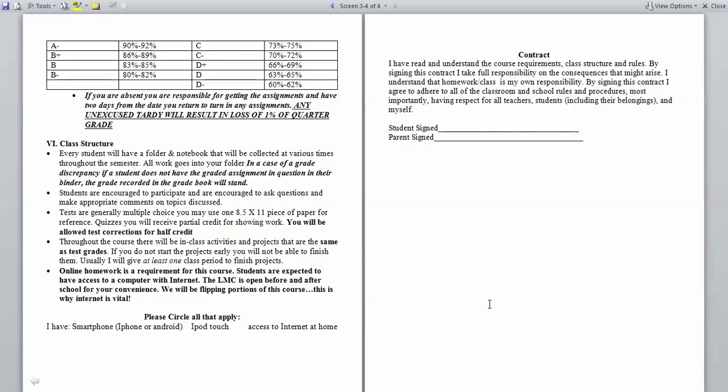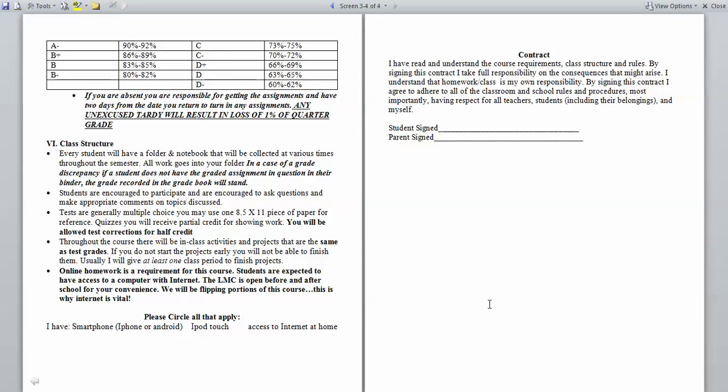Usually, tests are given once at the end of each chapter, and they are multiple choice. You can use an 8.5 by 11 piece of paper for reference. Throughout the course, there will be in-class activities and projects that are the same as a test grade. If you don't start the projects early, you will not be able to finish them. Usually, I give at least one class period to finish the projects. Oh, one more thing about the tests is that you'll be able to do test corrections for half credit. More of this will be discussed in class.